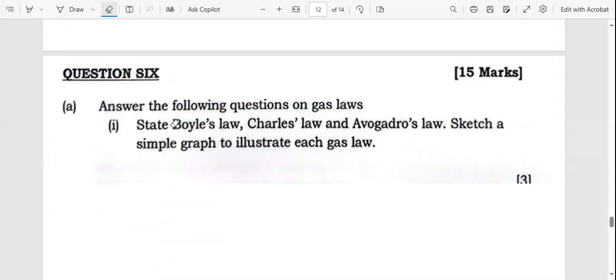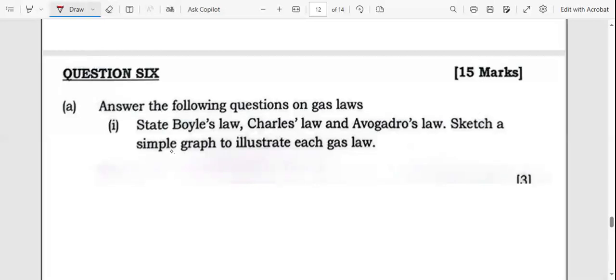So now what we are trying to say now, we are trying to define or state Boyle's law, Charles' law, and Avogadro's law. Sketch a simple graph. So Boyle's law states that volume is inversely proportional to its pressure. Okay. So this means that we can have V is equal to K over P, which is just V varies as K over P. Okay.